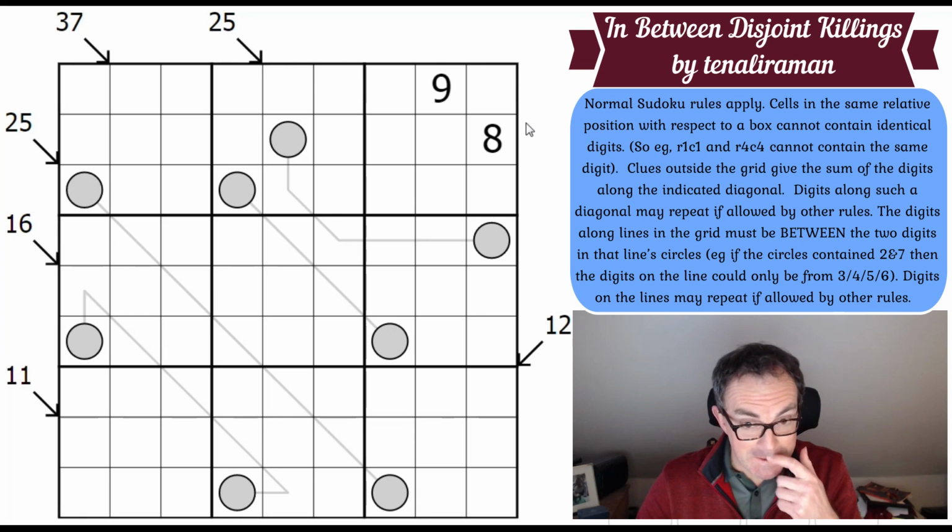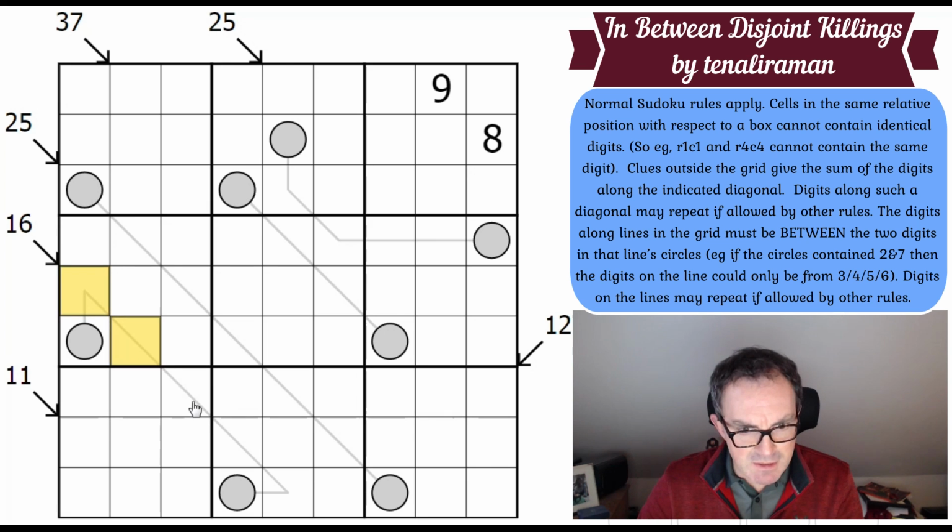And one of the first things that strikes me here is how little information Tenaliraman has included in this grid. I mean, there are obviously 6 little killer clues, none of which at first blush look like they are particularly restricted. I'll check the 16 in a minute. 16 is probably the place to start because that's also on a between line. But this 25 as well.